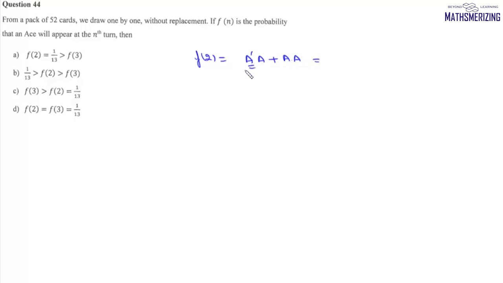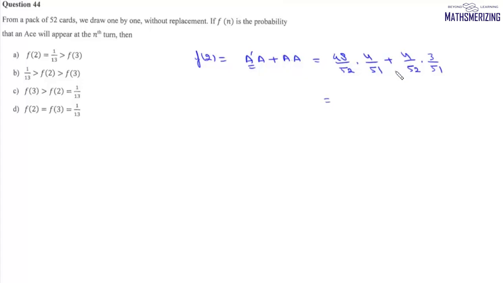Now if we do not get an ace in the first, this probability will be given by 48 by 52 into, now ace in the second is 4 by 51 because it is without replacement, and then plus, now ace in first, so there are 4 aces out of 52, and then second is also ace, so there will be 3 and 51.